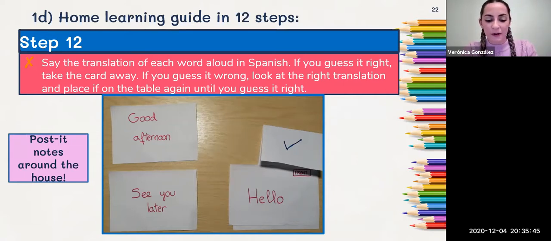And obviously, if the parents are really nice, my mom wasn't very nice to me when I was in school because she was very organized, so she wouldn't like to have post-it notes.